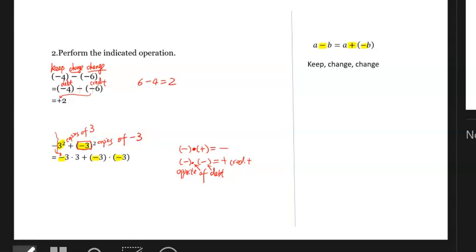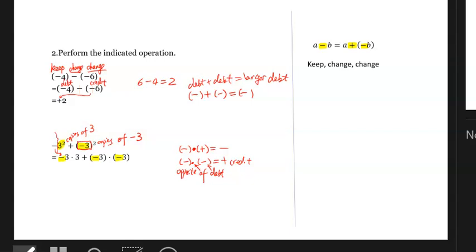But we have to be careful when we add two negatives, we still get negative, because we're not doing the opposite of debt. We're doing debt plus debt, which gives us a larger debt. So that's why addition of two negative numbers will still give us negative, but multiplication of two negatives will give us positive.